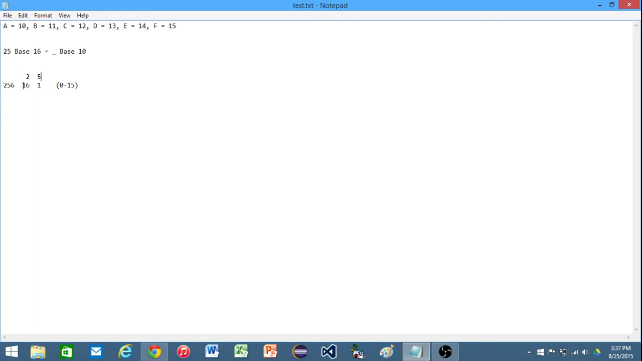Now that I've done that, it's a very simple procedure. All I'm going to do is take 2 times 16 and then add it to 5 times 1. The only thing you're doing is taking the number in the place value multiplied by the place value. So I'm just going to take 2 times 16 plus the quantity 5 times 1. Then I can come down here and simplify. That will give me 32 plus 5, which will give us a final answer of 37. 37 base 10 is equal to 25 base 16.